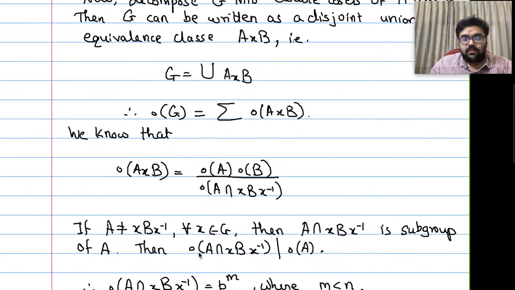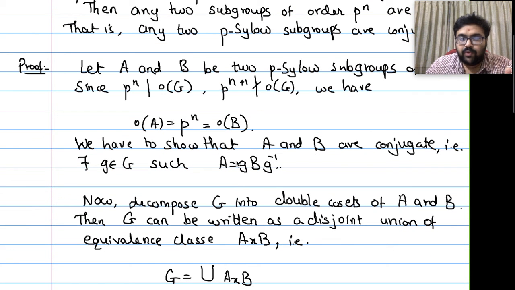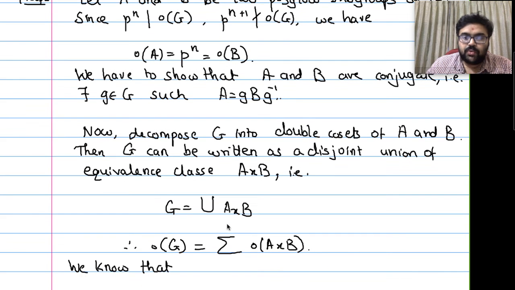So yeah, okay. So what we do is, as soon as we have what we want to show, they are conjugate. So there is some g such that a equals g b g inverse. Then we say that a and b are conjugate. This is what we have to prove. Suppose there is no such g, so that means for all x, a is not equal to x b x inverse. Okay, then now with a and b, we partition G into double cosets.